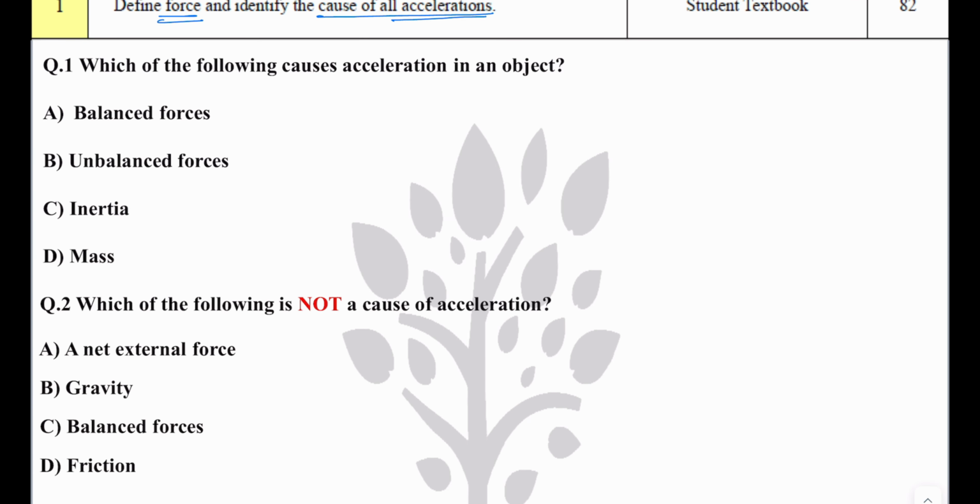Question number 1. Which of the following causes acceleration? Acceleration is F net divided by mass. Yes or no? For balanced forces, F net is 0. For unbalanced force, F net is not equal to 0, so acceleration is not equal to 0. Inertia no, mass no. So the right answer is B. Clear?